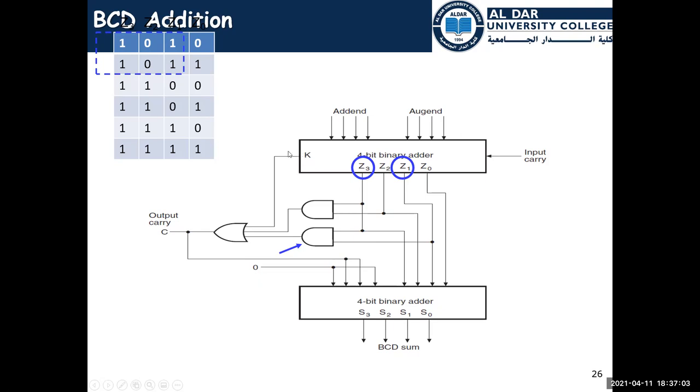Okay, and the carry. If we have a carry here, we know that the addition is greater than 9. So either we have a carry, or we have two ones in the last two positions, or we have two ones at Z3 and Z1. Accordingly, we will have one here. If we have an invalid range, we will get one.